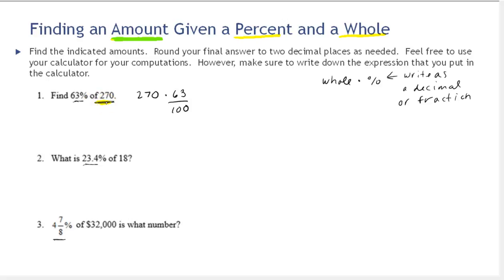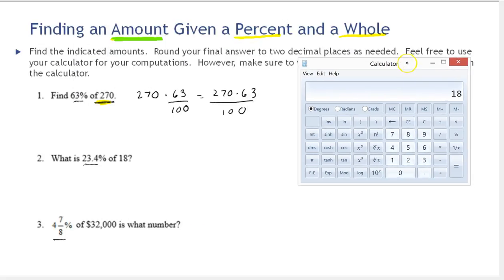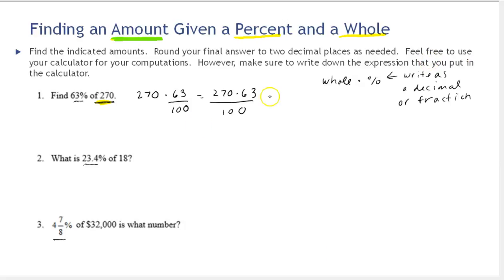Okay? So multiplying across, 270 times 63 divided by 100, and we're going to do all these computations on the calculator. 270 times 63 divided by 100, because 100's in the denominator, so we'll divide, and we get 170.1. Okay, let's look at the next one.